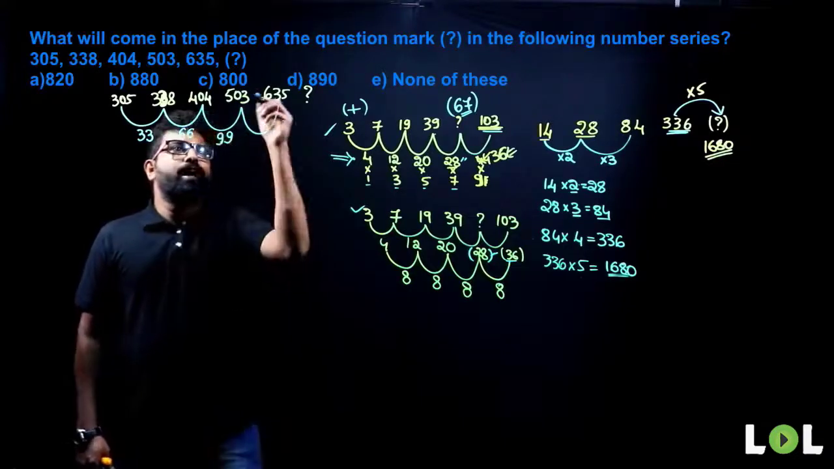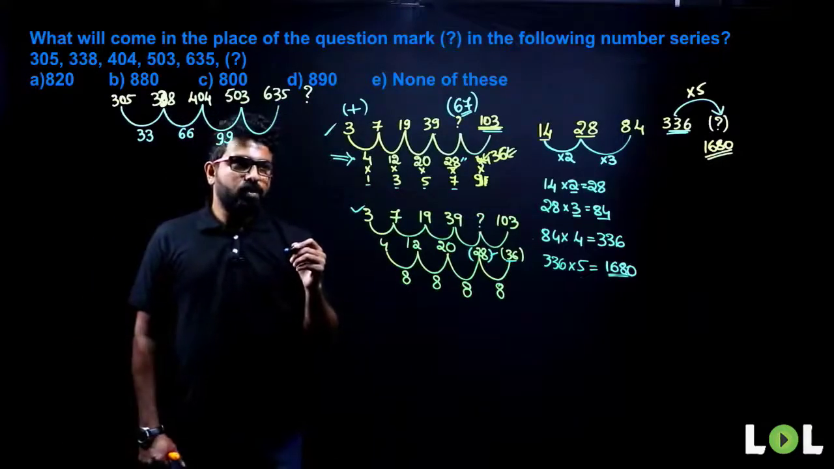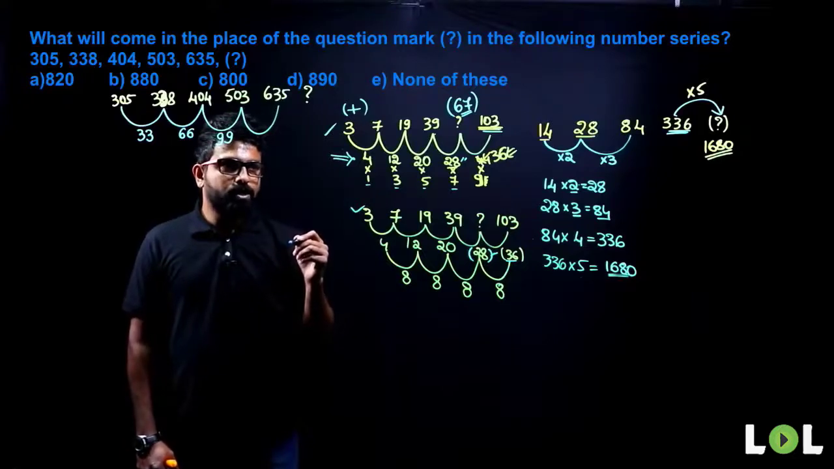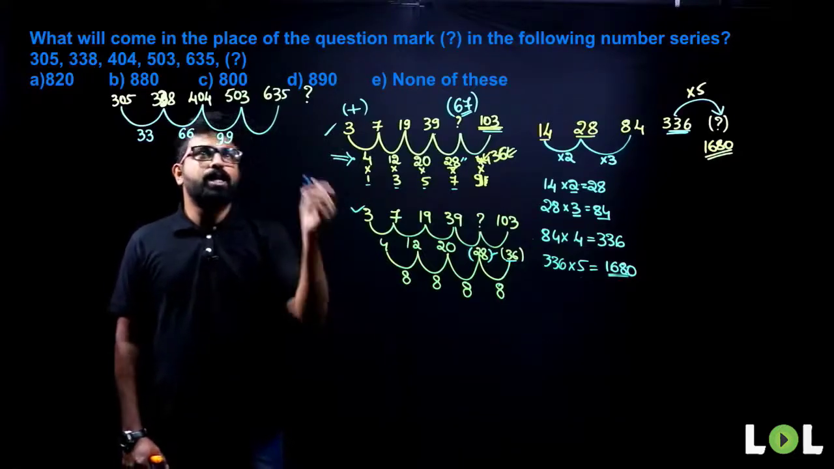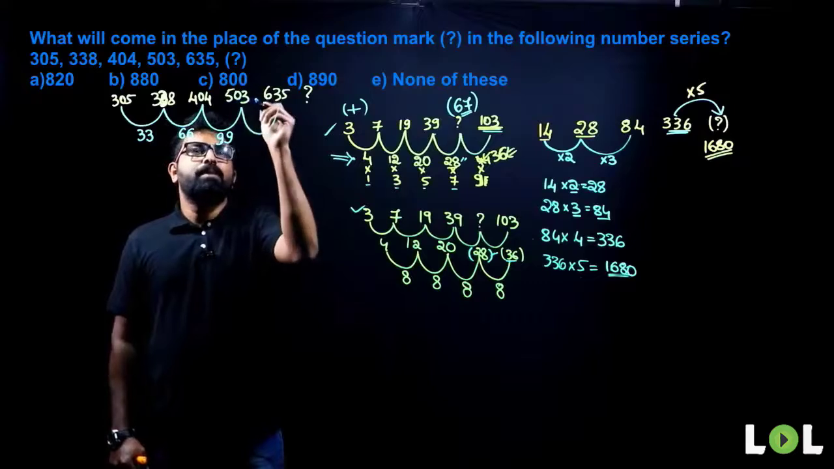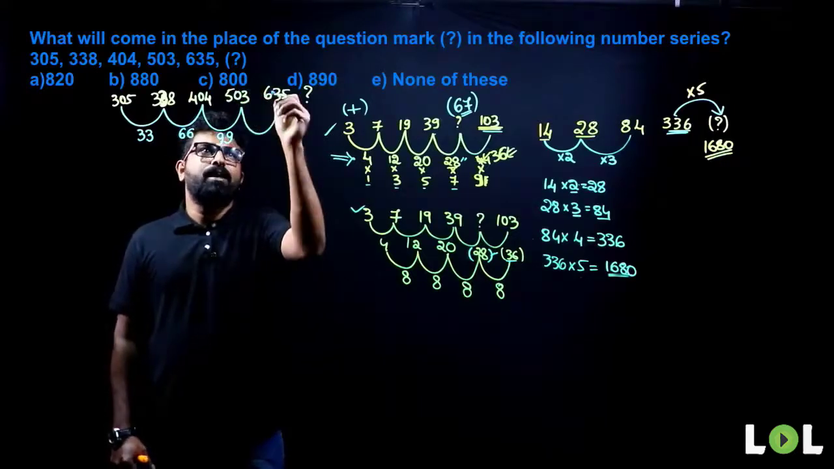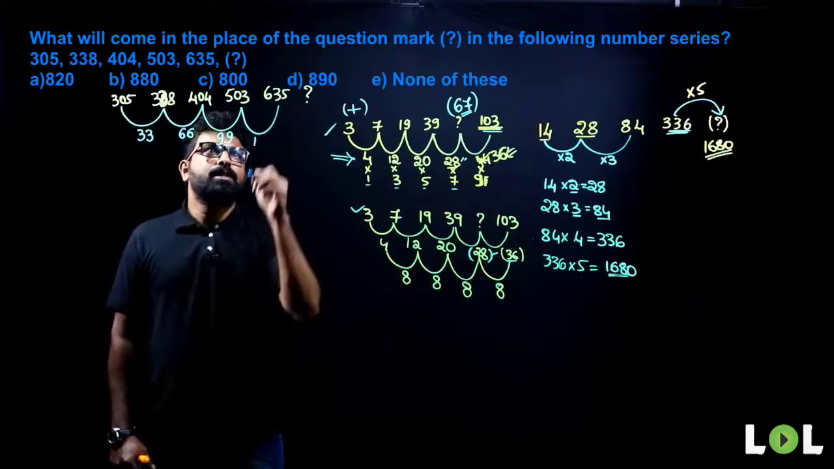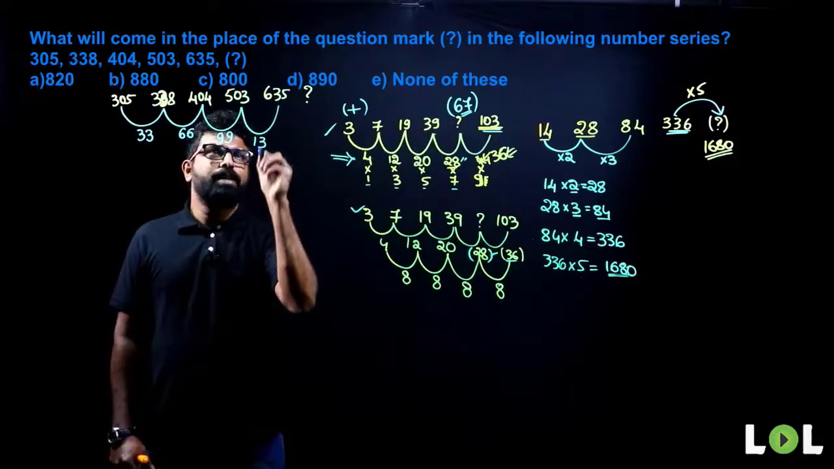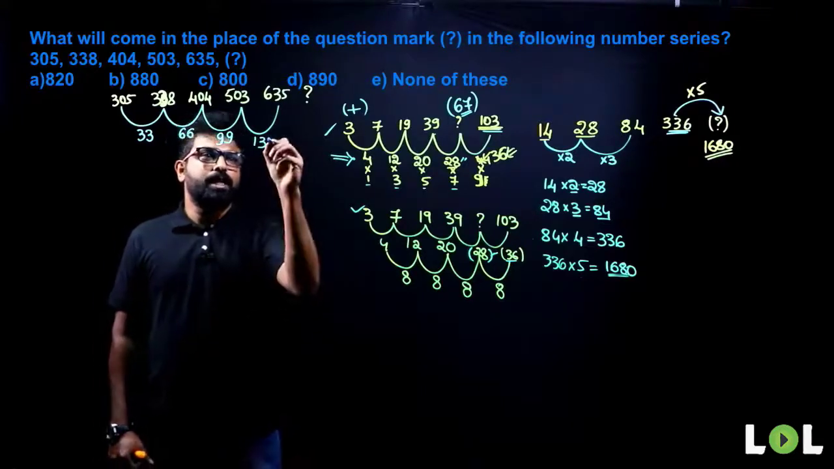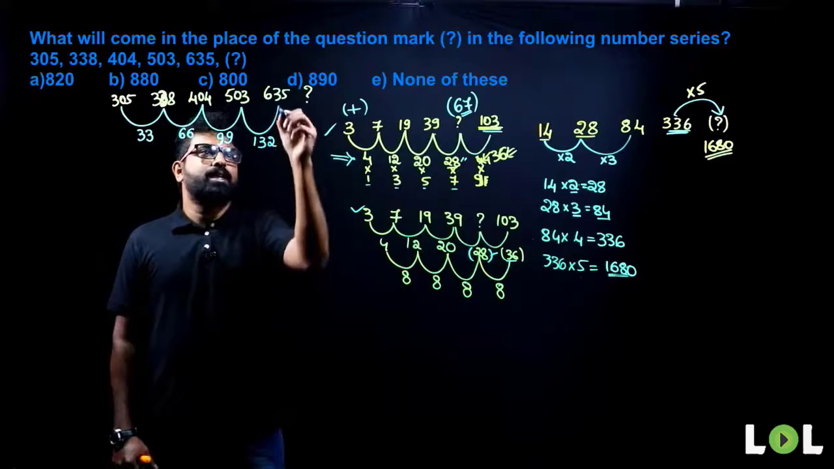So what about 503 to 635? What will be the difference? Multiples of 33. Yes, very good. It's a multiples of 33. So let me quickly check. 503 plus 100 gives me 603. 603 plus 30 gives me 633. 633 plus 2 gives me 635.